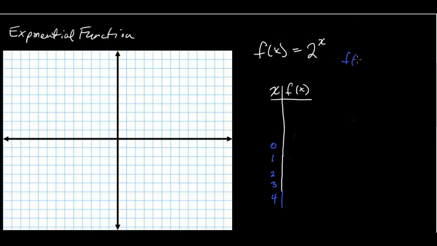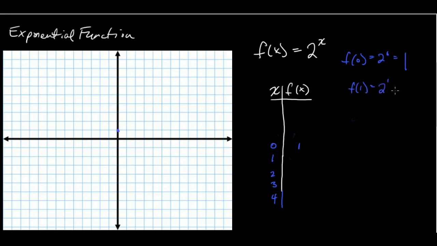Then I'll get the f of 0, which is 2 to the 0, and that's pretty easy. That's 1. Any number to the 0 power is 1. So I know I have a point at (0, 1). That's where I cross my y-axis. Good. So let's try the function of 1, the f of 1 here.